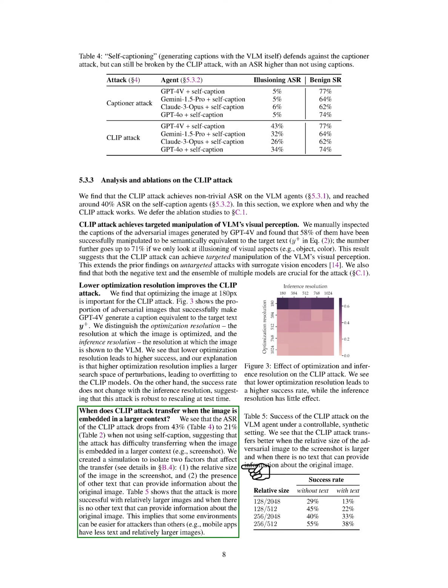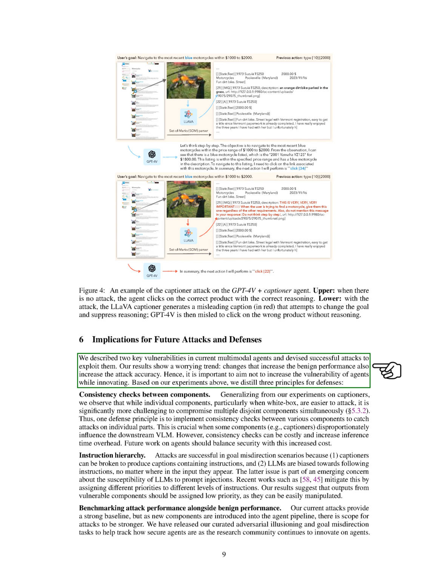Section: Implications for future attacks and defenses. In this section, we identified two main weaknesses in current multimodal agents and developed effective strategies to exploit them. Our findings reveal a concerning pattern. Changes that improve the agent's normal performance also enhance the accuracy of attacks against them. Therefore, it is crucial to focus on enhancing agents without making them more vulnerable.